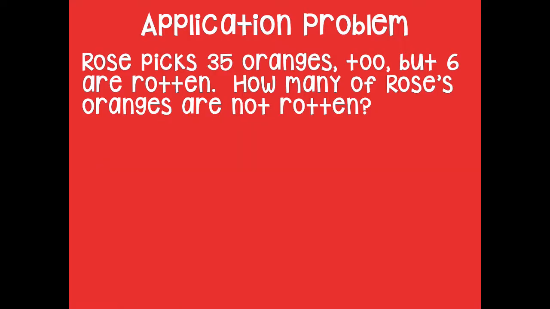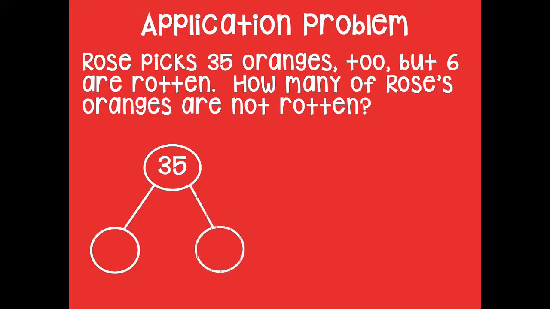All right, friends, let's see how I solve this problem. Pause if you need more time. All right, so again, I'm going to draw my number bond. I have 35 oranges, and I have 2 parts, and 6 of them are rotten. So I need to find out how many are not rotten. So I'm going to subtract to do that.